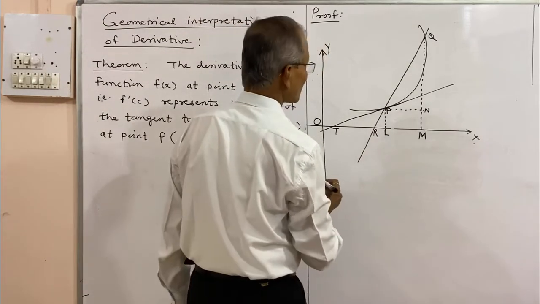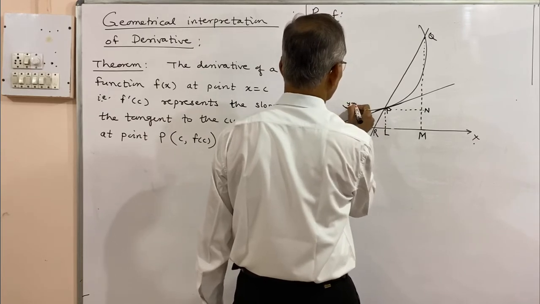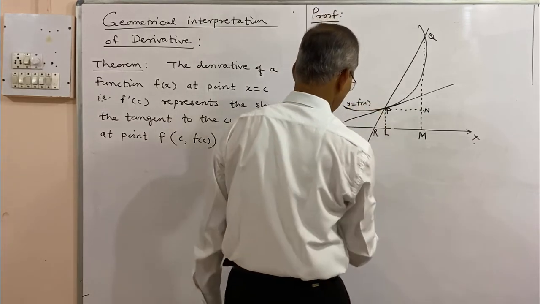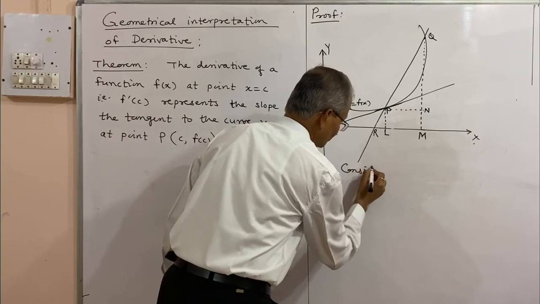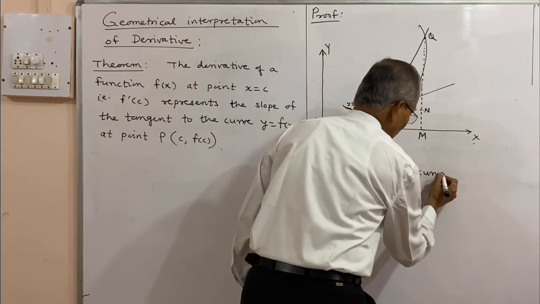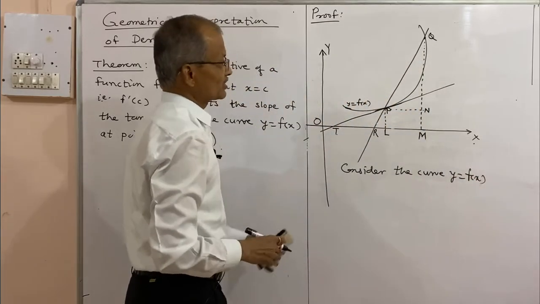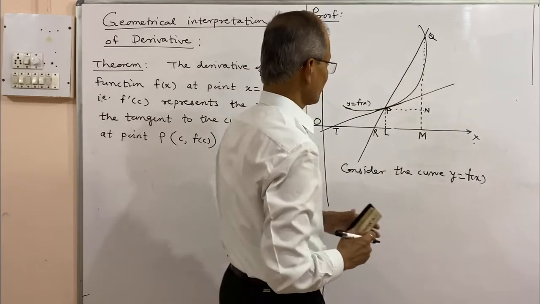Consider the curve. The curve is y is equal to f(x). Consider the curve y is equal to f(x). Take 2 points P and Q on the curve.